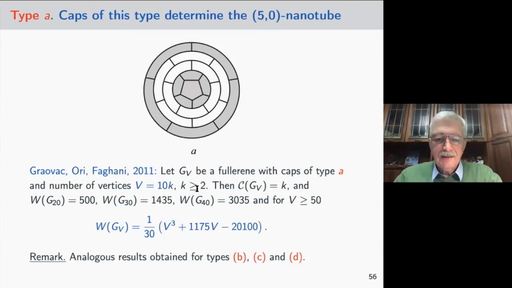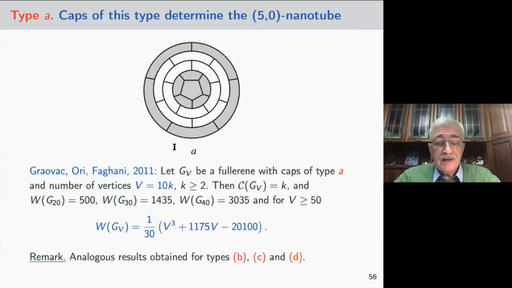Divided by 10. So in this case, you can construct such a fullerene, and they calculated the Wiener index. They just gave an explicit formula for the Wiener index. Similar results were obtained for other types too. So for each class, we know the structure of the maximal Wiener index fullerene, and we also know the value of the Wiener index.